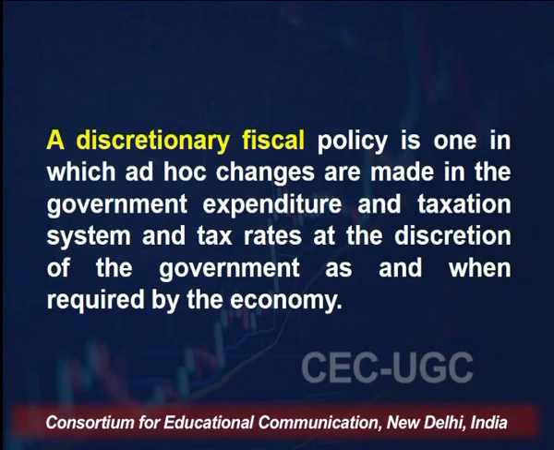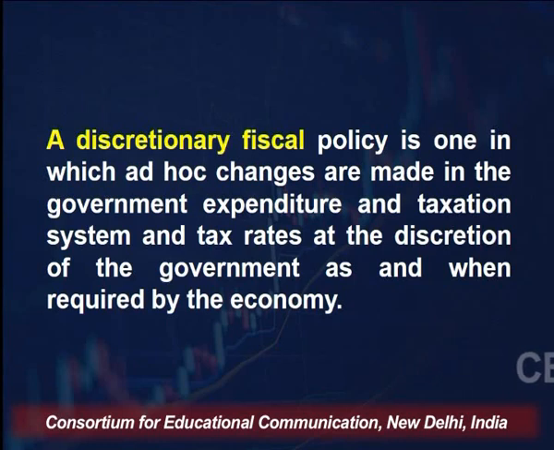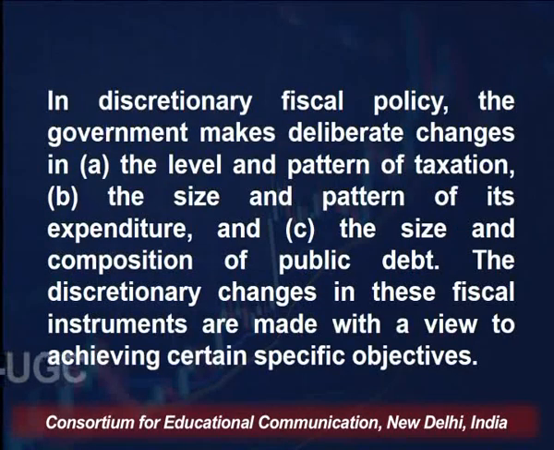Another type is the discretionary fiscal policy, and this is the policy in which ad hoc changes are made in the government expenditure and taxation system, and tax rates, at the discretion of the government as and when required by the economy. Now, in discretionary fiscal policy, the government makes deliberate changes, first, in the level and pattern of taxation, or the size and pattern of its expenditure, and also the size and composition of public debt. So, the discretionary changes in these fiscal instruments are made with a view to achieving certain specific objectives.